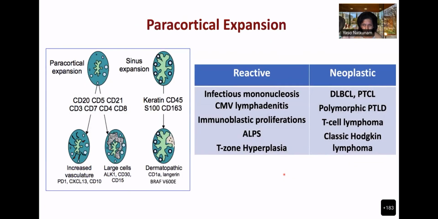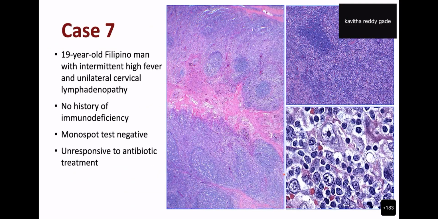Shall we move on to paracortical expansions? Yes, ma'am. Okay. All right. So this is a 19-year-old Filipino man, intermittent high fever, unilateral cervical adenopathy. Patient has no history of immunodeficiency. They did do a monospot test because the age was so appropriate for trying a monospot test. It happened to be negative in this patient. He was given antibiotics initially and was unresponsive.